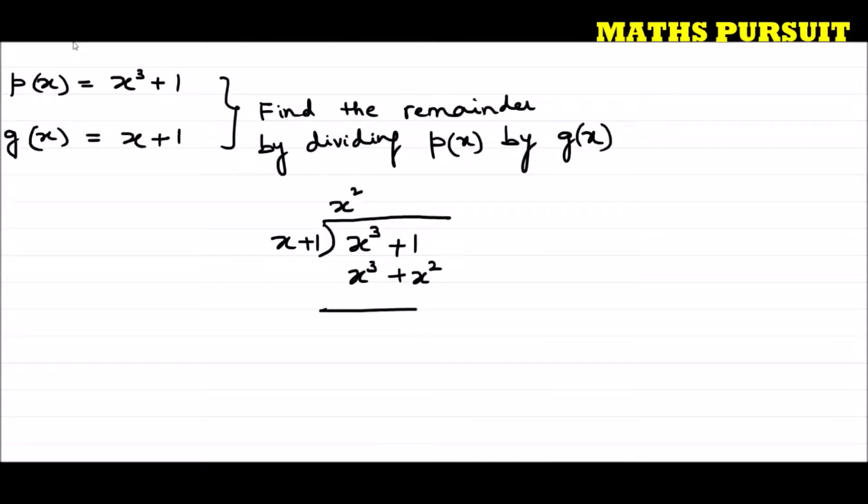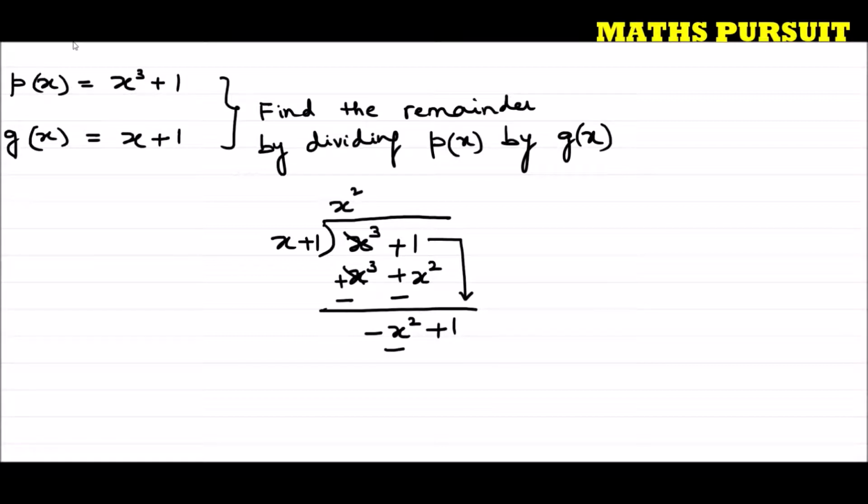Now let us subtract it. If we subtract, the signs will reverse. Here it is positive, let us make it negative. Now x to the power 3 and minus x to the power 3 cancel out. We are left with minus x to the power 2 plus 1. That means this 1 will come down.